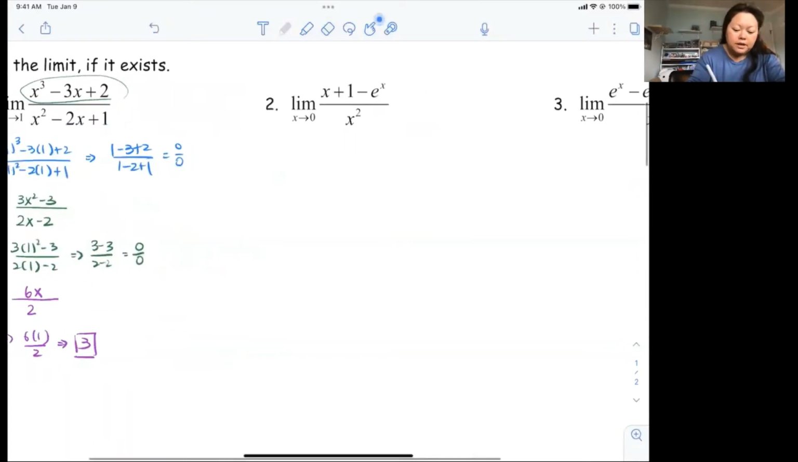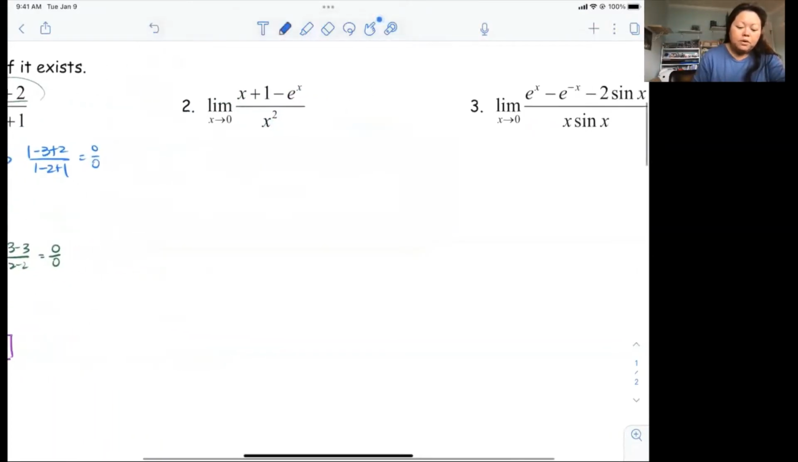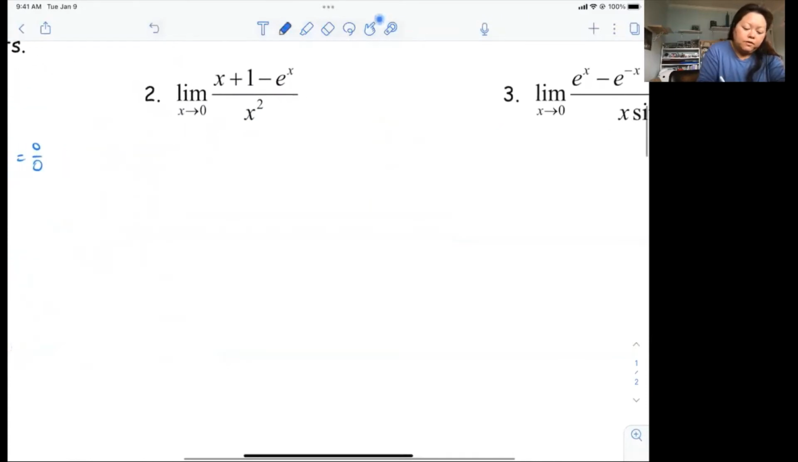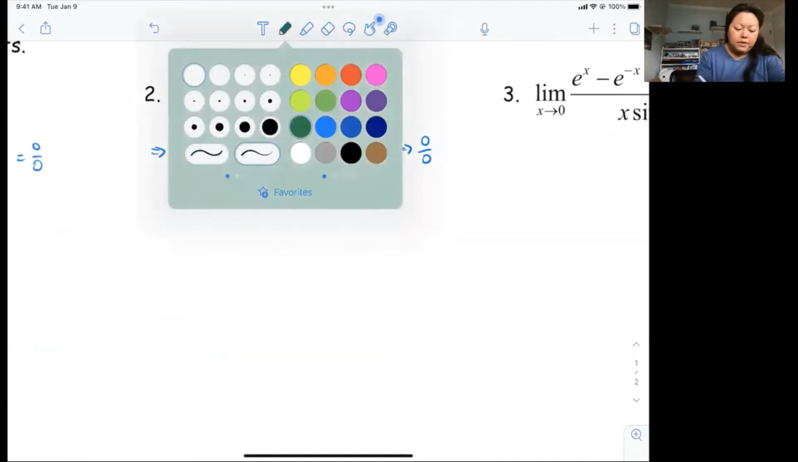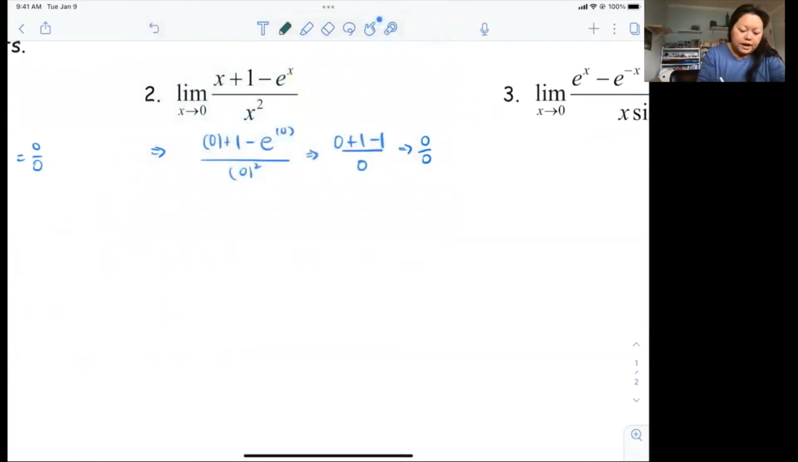All right, so let's go ahead and look at this one again. Number 2, we're finding a limit as x approaches 0. So first thing we want to do is plug it in. You get 0 plus 1 minus e to the 0 over 0 squared. That gives me 0 plus 1 minus 1 over 0, which is 0/0. So yes, we do have indeterminate form. Okay, now we got to take the derivative. Go ahead and now use L'Hopital's rule.